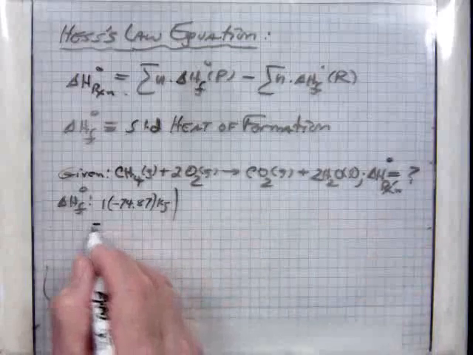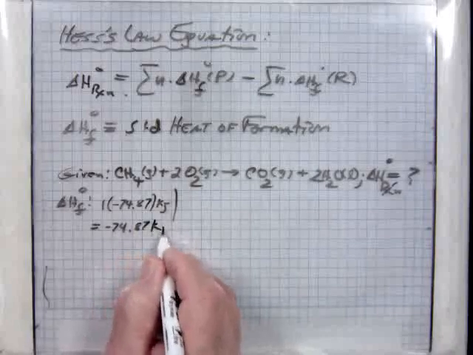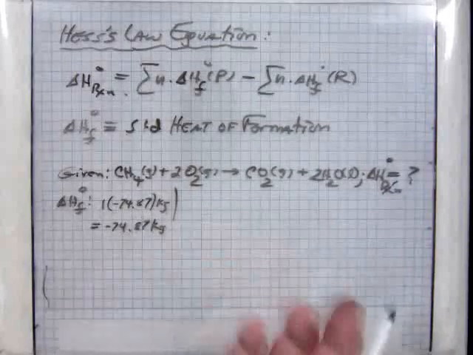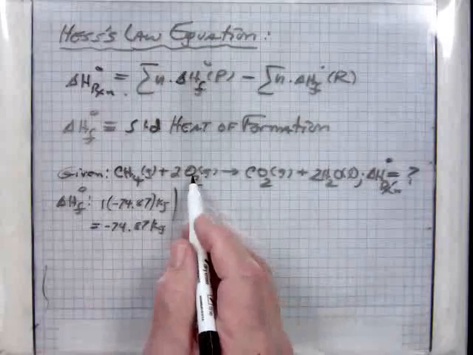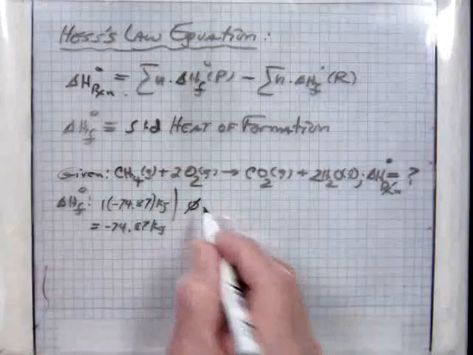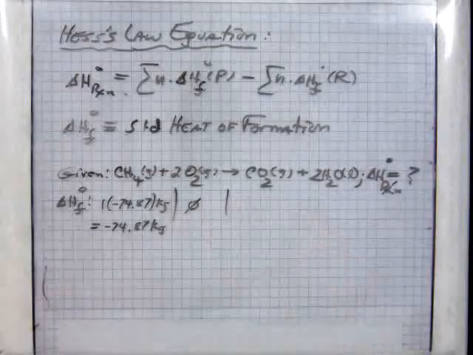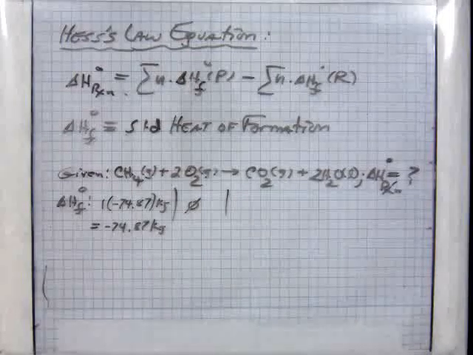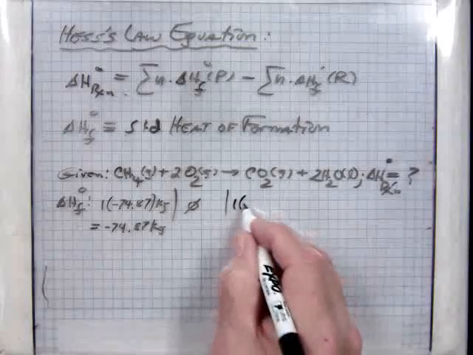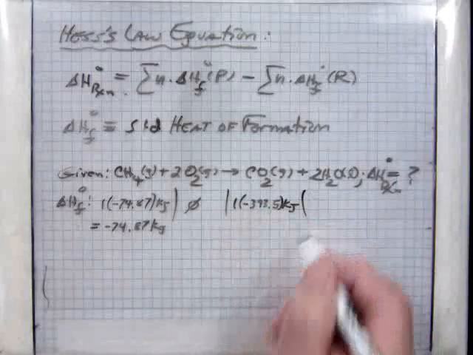Well, then this 1 times that number is a minus 74.87 kilojoules. See, that's kilojoules per mole times moles. Moles will cancel out. Okay. Now, O2, if you look it up in the table, has a 0 kilojoules per mole. I don't even put anything but 0 there. Okay. Now, CO2 does have a value. CO2 is listed as a minus 393.5, and we have 1 mole of that. And that's kilojoules, of course.